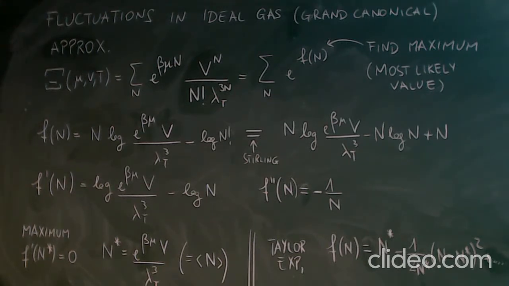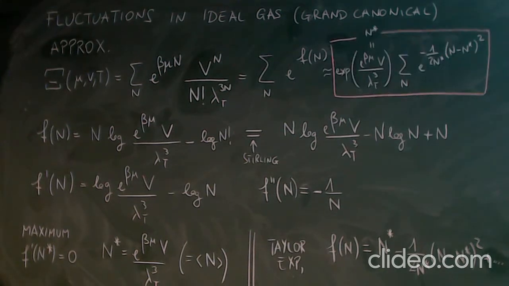Therefore, now we can write the Taylor expansion for f of N by calculating first the constant value, which is f calculated at N star. If you do the computation, you find that this maximum value, f of N star, is precisely N star. Due to the fact that the first derivative is 0, the next order is quadratic: N minus N star squared, with a coefficient which is minus 1 over 2 N star.